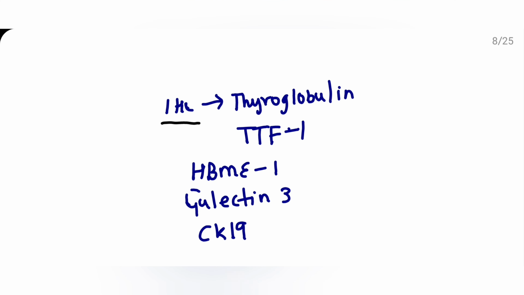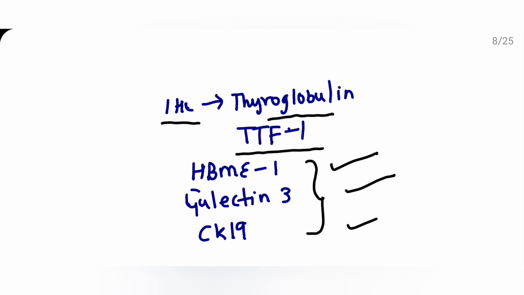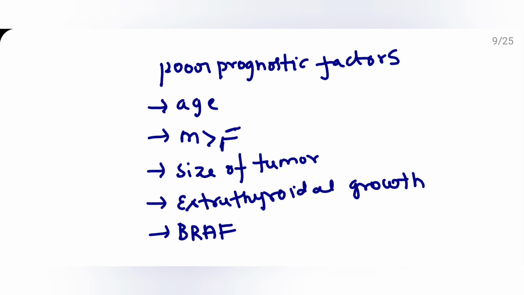Coming to IHC, thyroglobulin, TTF1. Apart from this, sometimes in some cases HBME1, galectin 3 and CK19. Remember, none of these are specific markers.